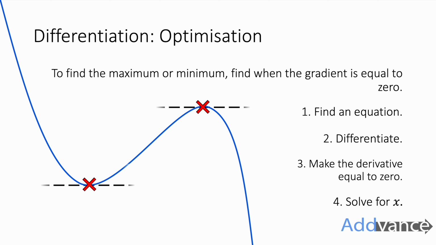And to do that, we'll find the equation for whatever it is. And it must be an equation with only one variable. So we can't have lots of different letters flying around. We need one letter on each side of the equation. Then we'll differentiate, and we'll make the derivative equal to 0. And then we'll solve for x. And this is our general process we'll see in today's video. Find an equation, differentiate, make the derivative equal to 0, and solve for x. In step 1, I'm emphasizing that you need to make the equation in only one variable.